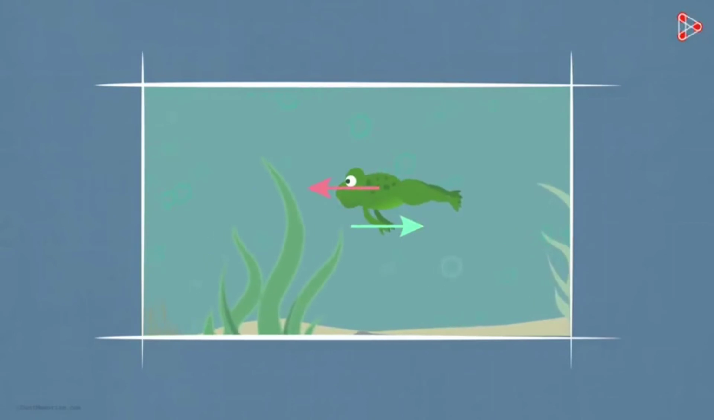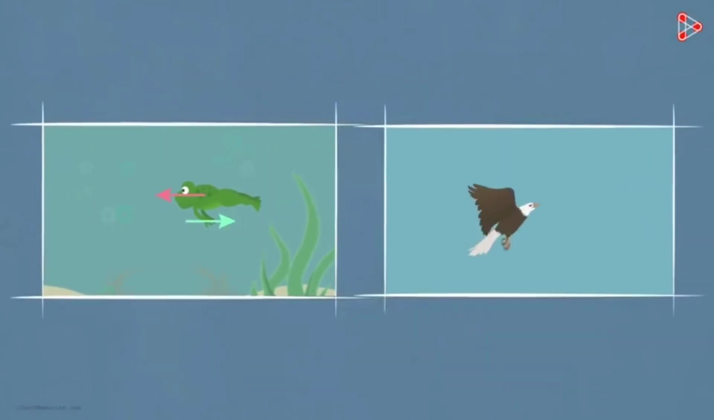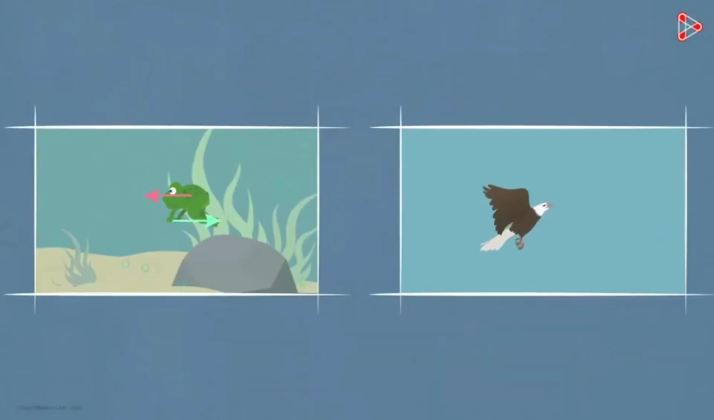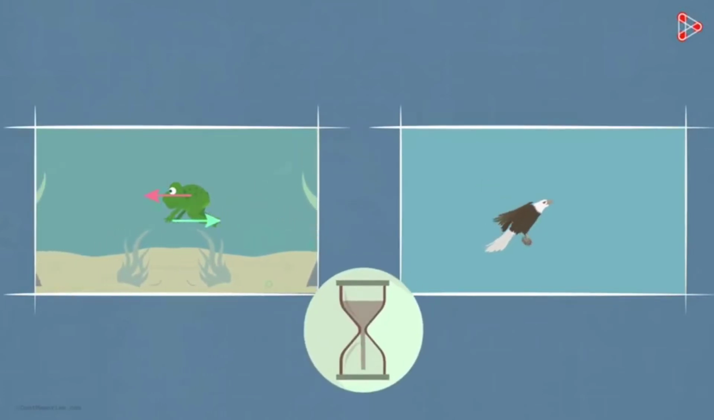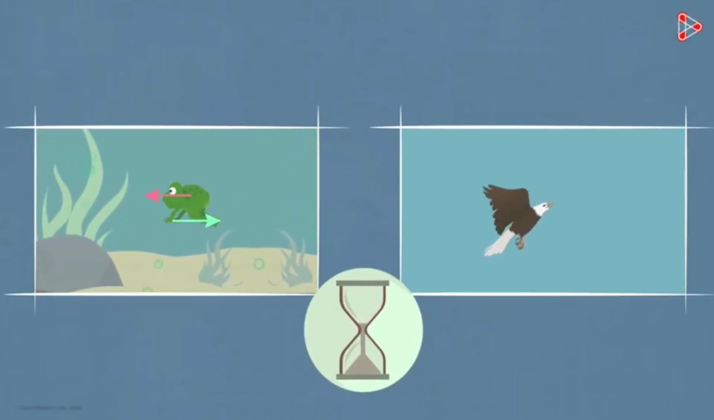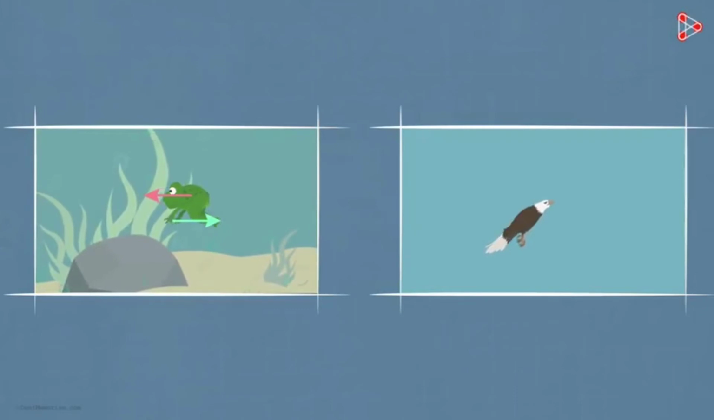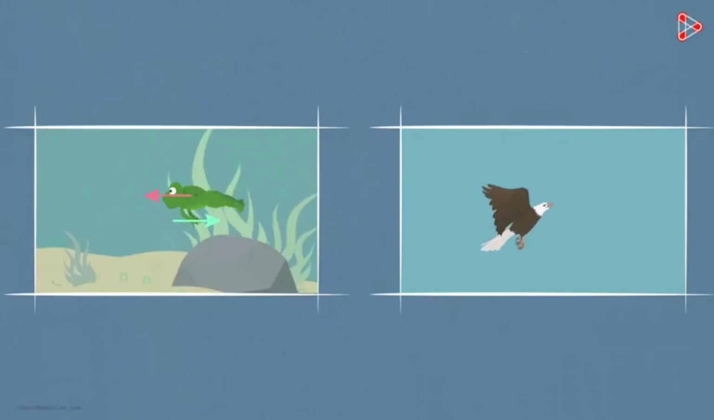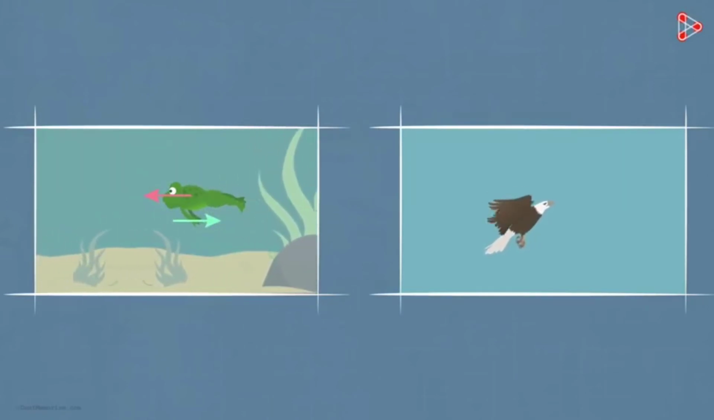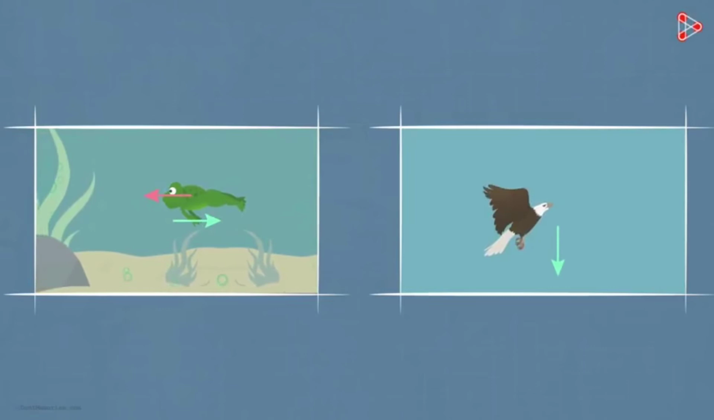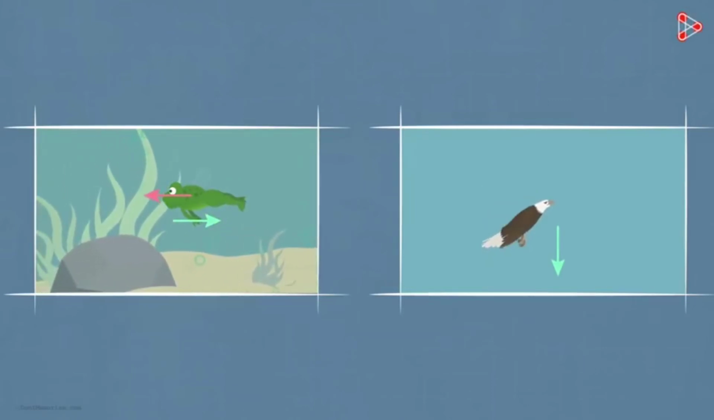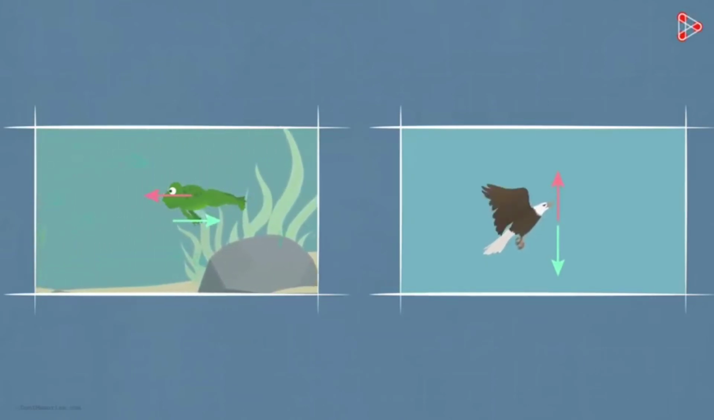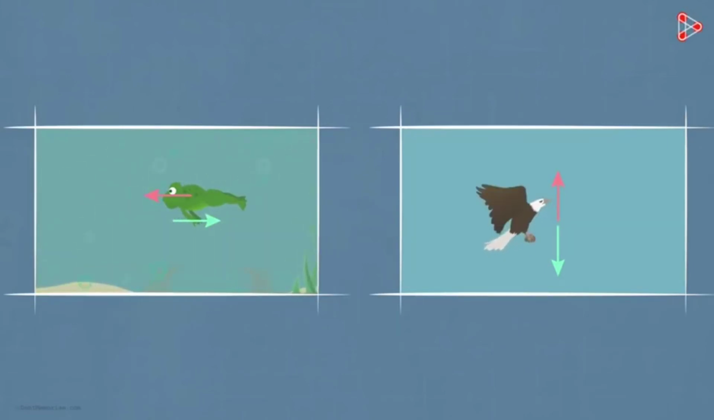Now let me ask you a question. Say a bird is flying upwards. Will Newton's third law apply here? Sometimes the third law is not so obvious. You'd probably say that the bird is the only object here and there's no second object. But that's not correct. The wings of the bird push the air downwards and the air pushes the bird upwards. Action and reaction forces make it possible for birds to fly.